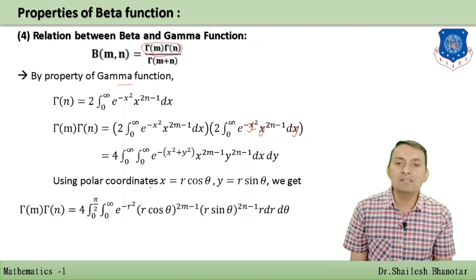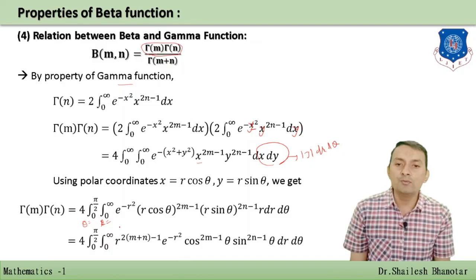As earlier we have said, whenever we have the first quadrant as an infinite unbounded region, we can assume the radius r is from 0 to infinity, and theta in the first quadrant is from 0 to pi by 2. And e raised to minus r square, x is equal to r cos theta raised to 2m minus 1, and y is equal to r sin theta raised to 2n minus 1, and dx dy is, exactly as usual, the Jacobian J dr d theta. But we know that the Jacobian J will be r, and then dr d theta.